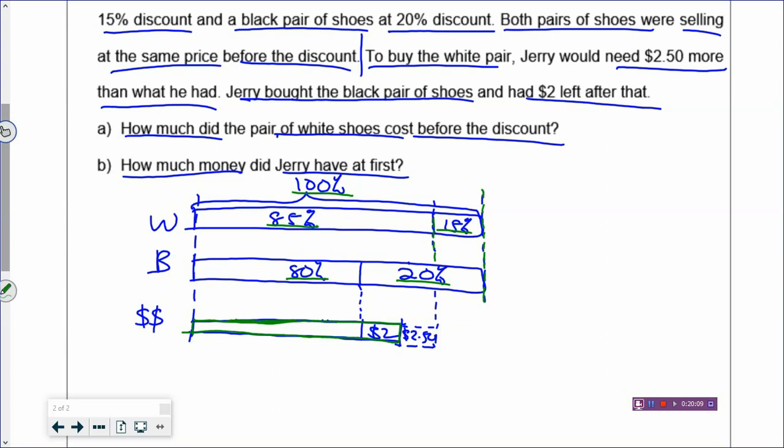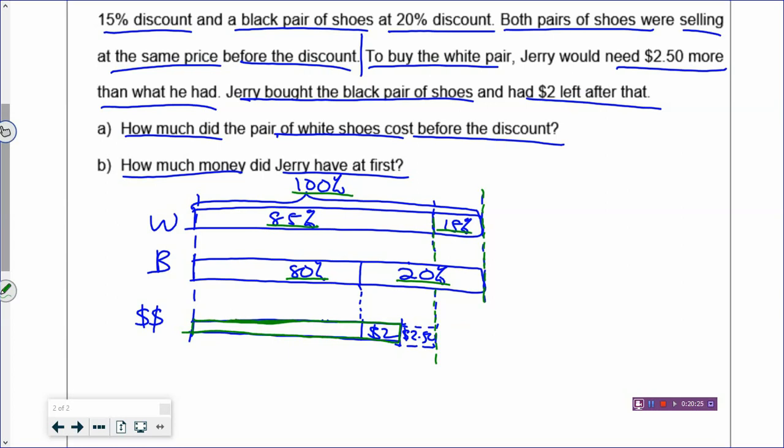He will need until the dotted line to buy the white pair of shoes. So he has a $2.50 shortage, right? He's short of $2.50 to buy the white pair of shoes, right? So he doesn't have enough money to buy the white pair of shoes.